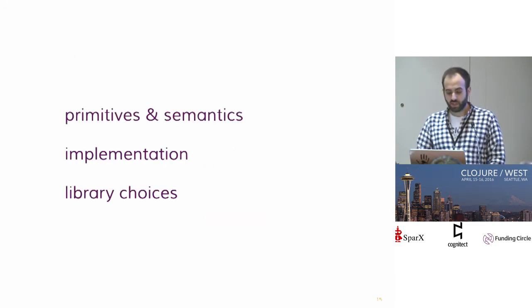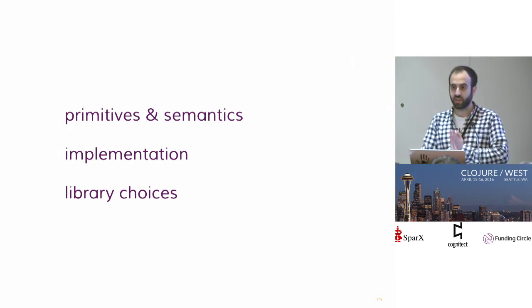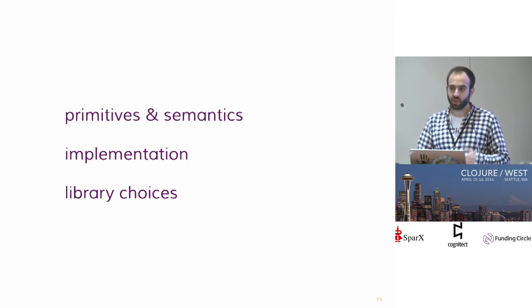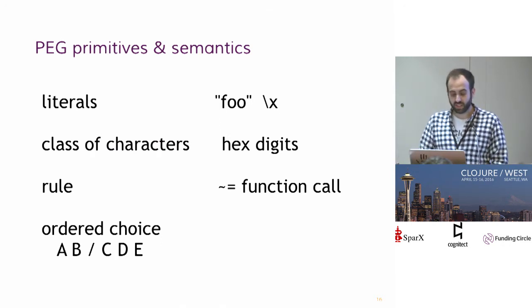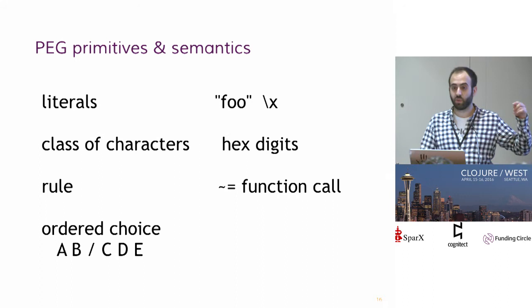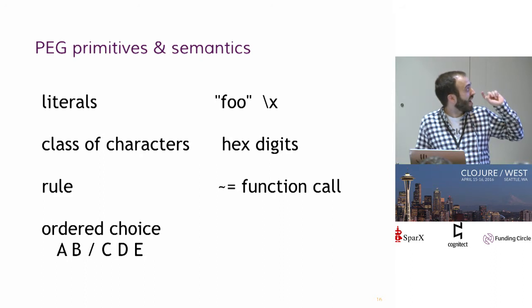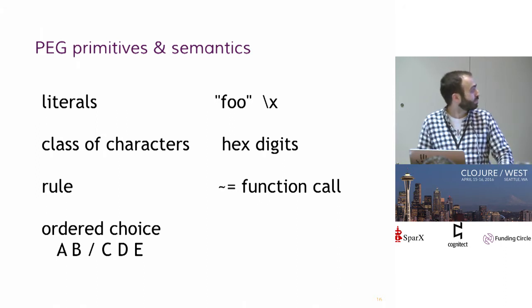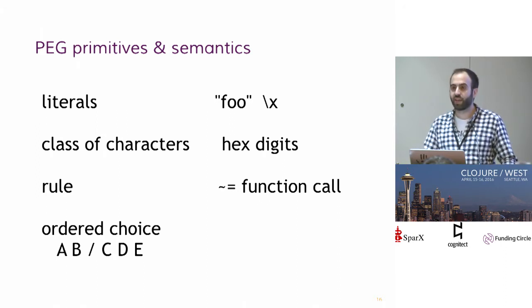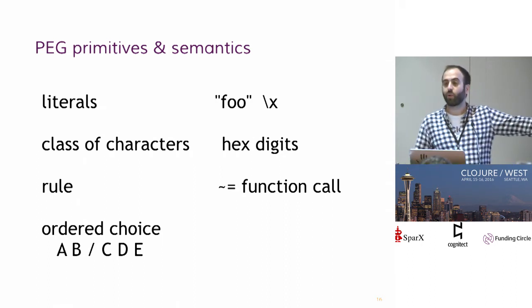Okay? So we're going to go through some semantics of PEGs. We're going to go through the implementation of a library that uses PEGs, and the choices that I made along the way. So just to start off, there's really not a lot to this. You can match literals, so it could be a string that you're trying to match, or the character X. You can try to match classes of characters, like all the hex digits or all the alphanumerics. You can apply other rules, and this is sort of like calling another function to parse something else. And like I said, there's that ordered choice operator.